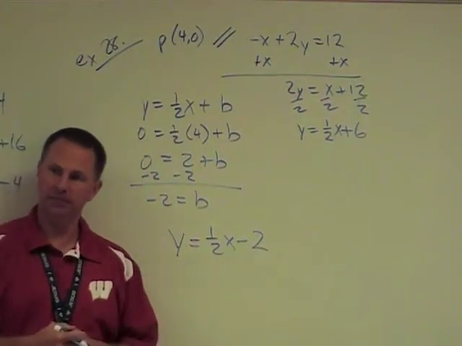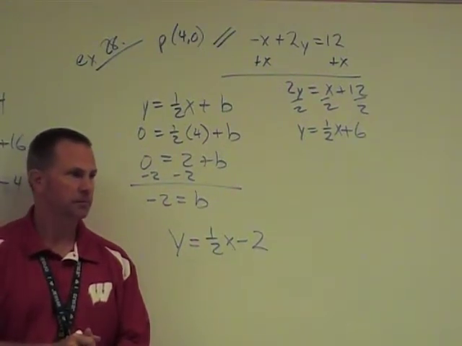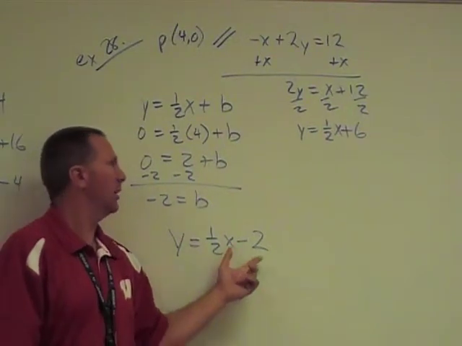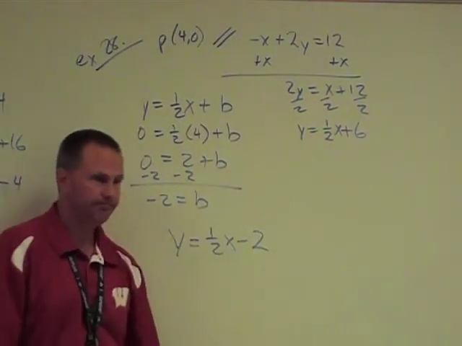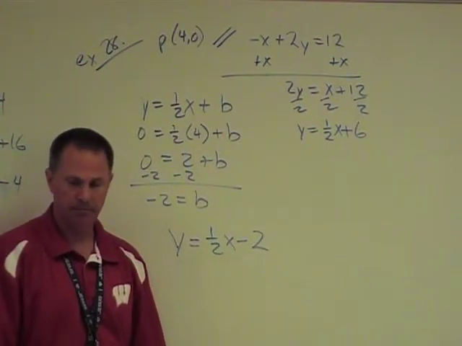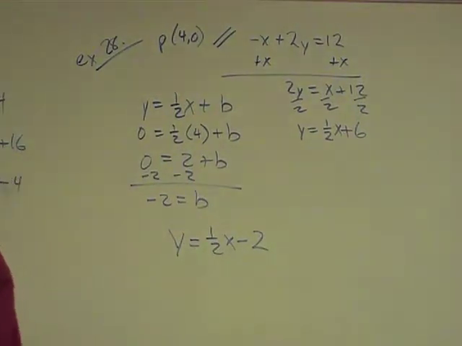Solve for b, and then rewrite the equation. Step 3 is always rewrite the equation. So the equation of the line going through point P is this, parallel to that equation. Okay, notice their intercepts are not the same. We good so far?